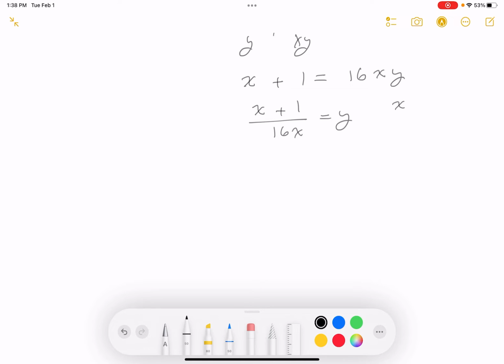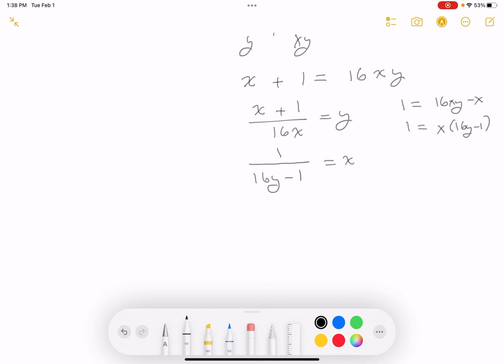You get x minus, whoops, maybe I shouldn't have done that. Let me go backwards a little bit. You would get 1 equals 16xy minus x. You'd factor out an x, and what do you get? You would get 16y minus 1. And so x would equal, I'll write this over here, 1 over 16y minus 1.